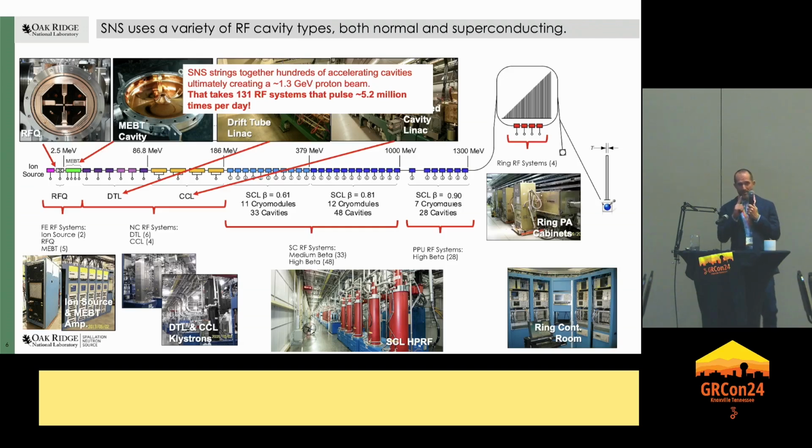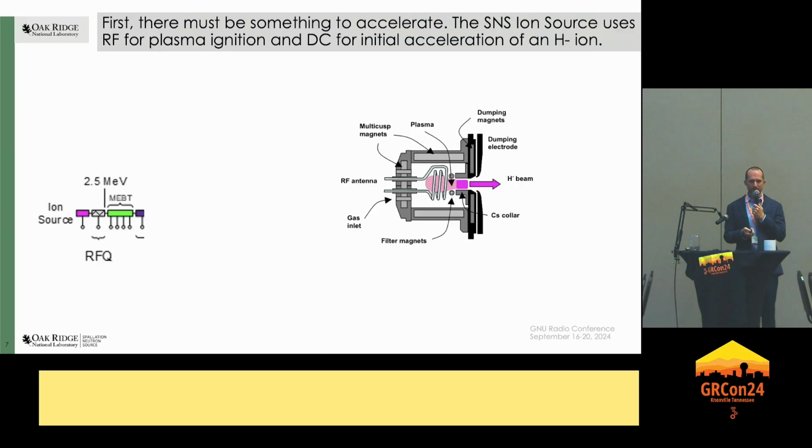So the main point that I want to make here is that we string together literally hundreds of these cavities using 131 RF systems to power them, and we pulse these cavities 5.2 million times per day, 60 times a second, 24/7, to make the 1.3 GeV beam.